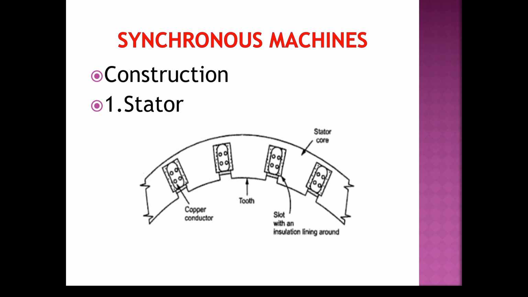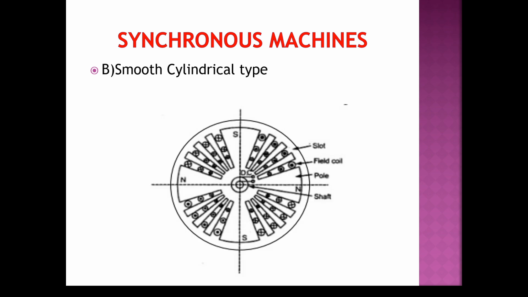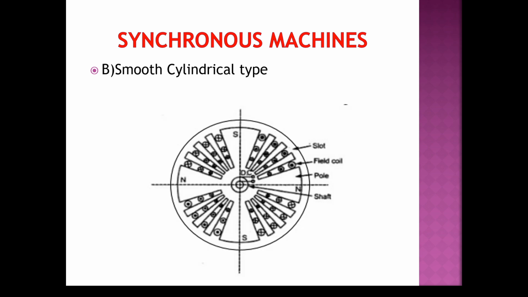the hysteresis losses. Then we have seen the rotor is of two types. One is a salient pole rotor, another one is a smooth cylindrical type or non-salient pole rotor. The salient pole rotor is used for low speed alternators ranging from 125 rpm to 500 rpm, whereas the smooth cylindrical type is used for 1500 to 3000 rpm. That is why they are called turbo alternators.